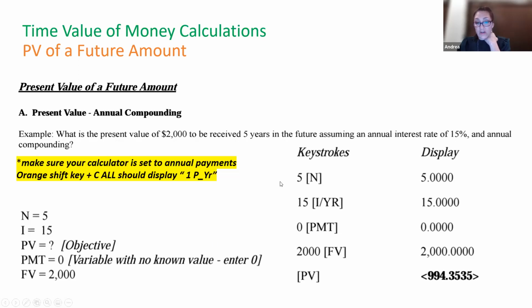So here are your keystrokes. 5. Now I'm going to hit my orange shift button just because I want you to get used to it, and then my N button, and it should display 5. 15 is your I button. There's no payment. $2,000 is our future value, so you're going to scoot over. That's the last button on the top row, the last one on the right. And if you hit your PV button, you're going to get a negative 994.3535.